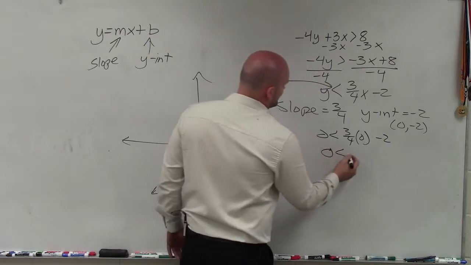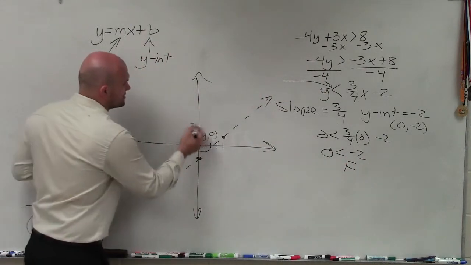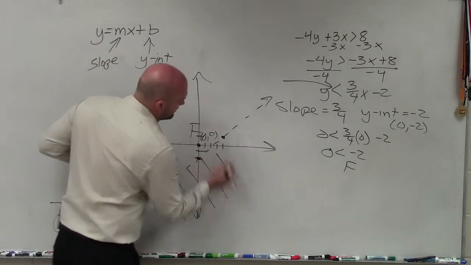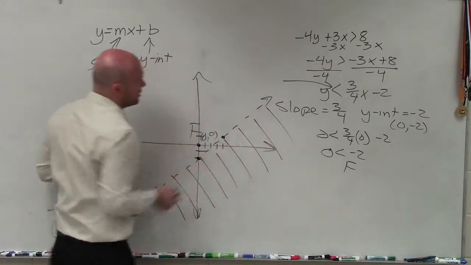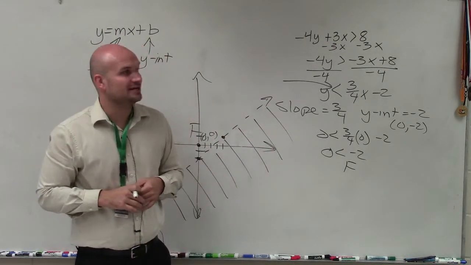Therefore, I have 0 is less than -2. Well, 0 is not less than -2. That's false. Since this point is false, that means all the points above it are false, and all the points below it are going to be true. So there you go, ladies and gentlemen. That is how you graph a linear inequality. Thanks.